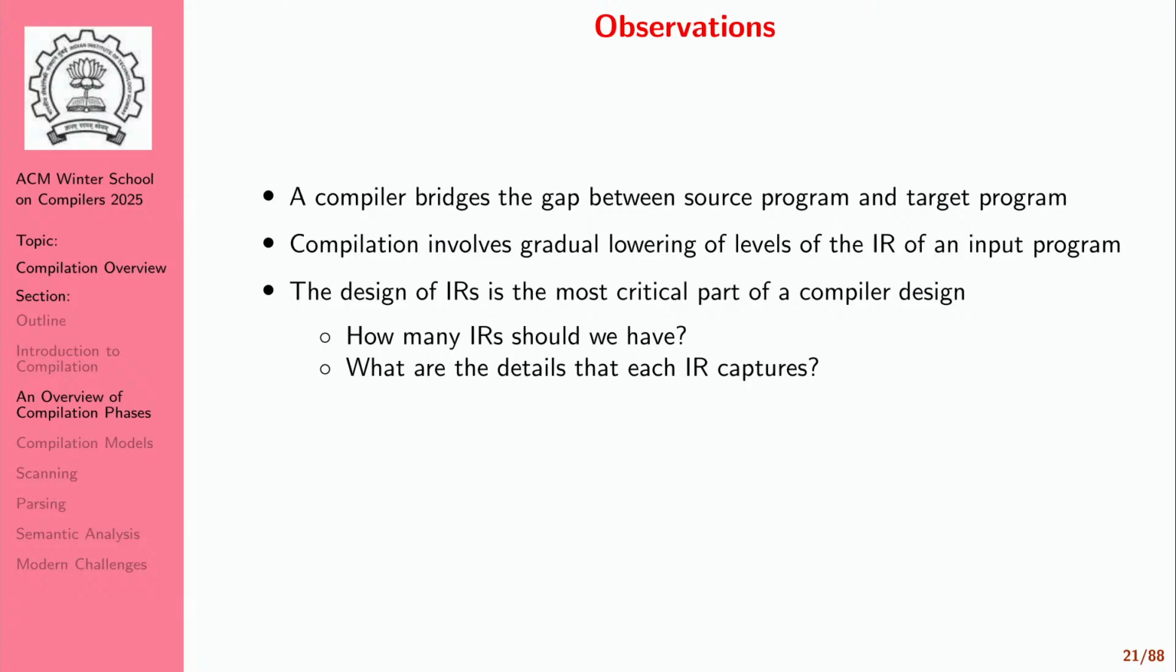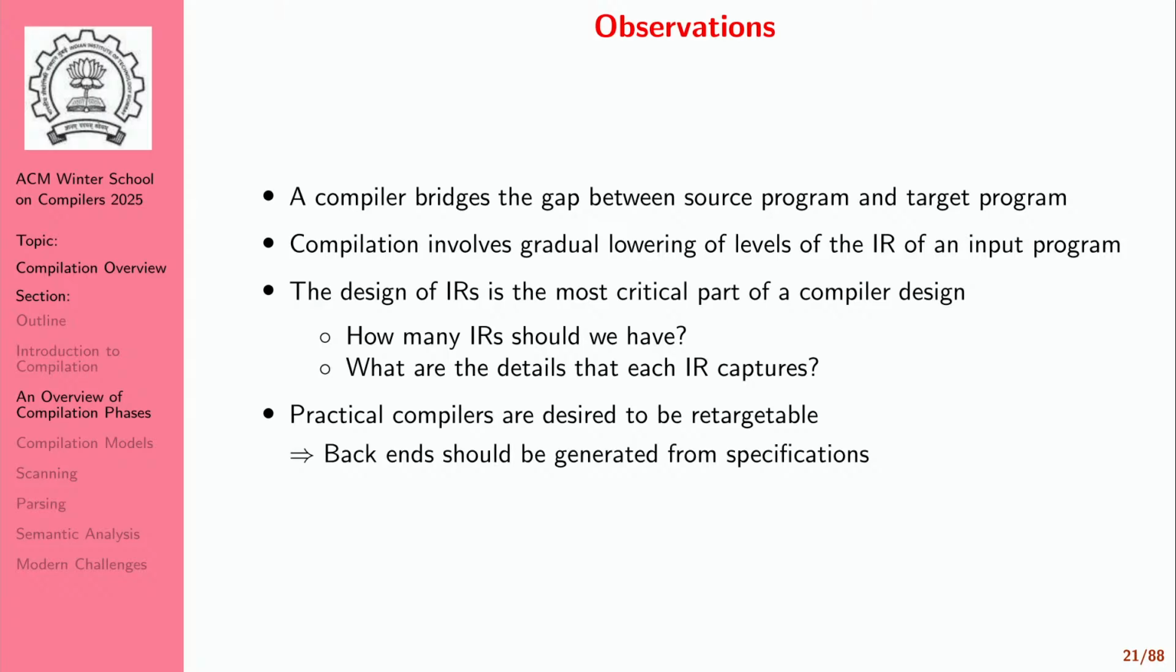Right? So therefore, intermediate representation is the most crucial aspect of a compiler. Unfortunately, no book emphasizes it. Books tend to take it for granted. But practically, when we work on compilers, that becomes the most important part of a compiler.